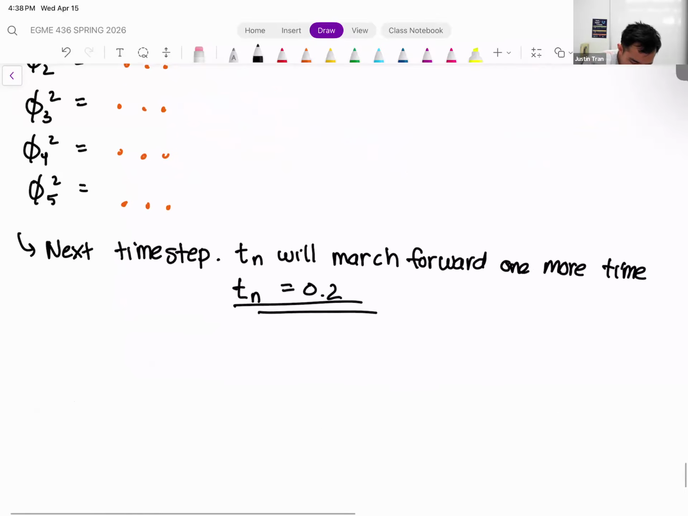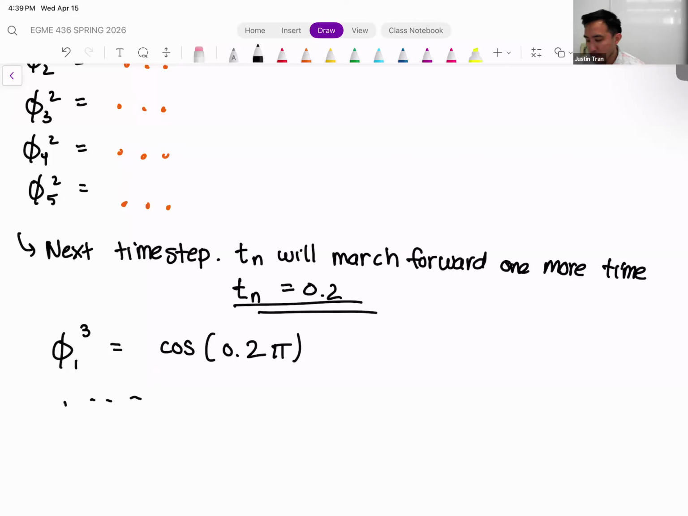That means our value for phi 1 at time step 3 is going to be cosine of 0.3, or 0.2, excuse me, times pi. And then everything else stays the same. So that's how you deal with a problem where time is a variable. It's not that big a deal. The only thing you have to make sure is that you continue to update that time variable, and you're aware of what it is for any given time step.